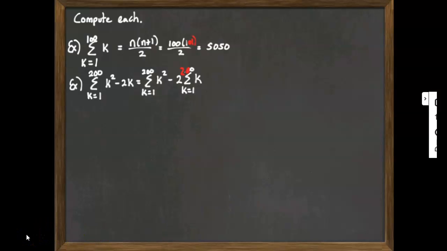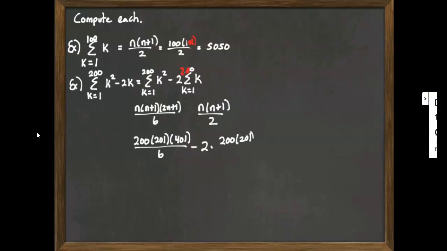And then we can invoke our formulas for the sum of the k squareds and for the sum of the k's. For the sum of the k squareds, our formula is n times n plus 1 times 2n plus 1 over 6. And for the sum of the k's, it's the same one we used up above, n times n plus 1 over 2. And then we just plug n, which in this case is 200, into both of those formulas. So we get 200 times 201 times 401, all that divided by 6, minus 2 from out front, times 200 times 201, all divided by 2.